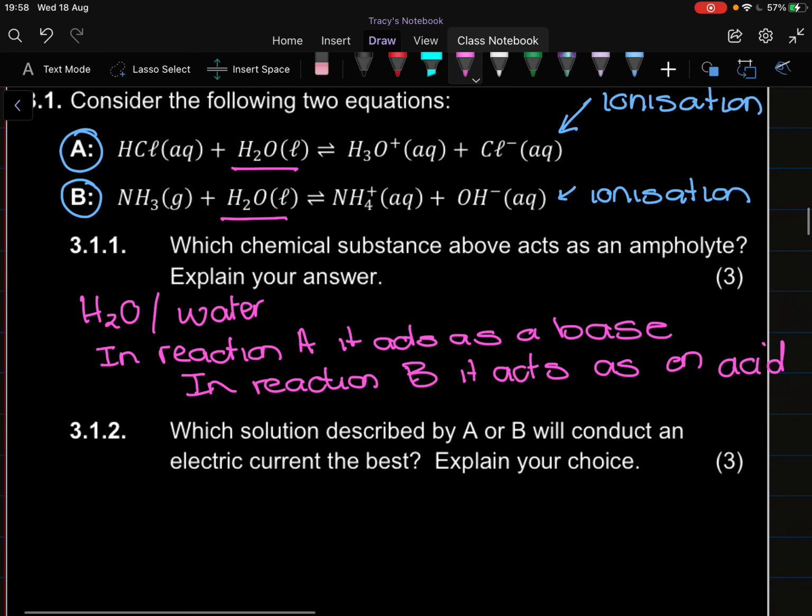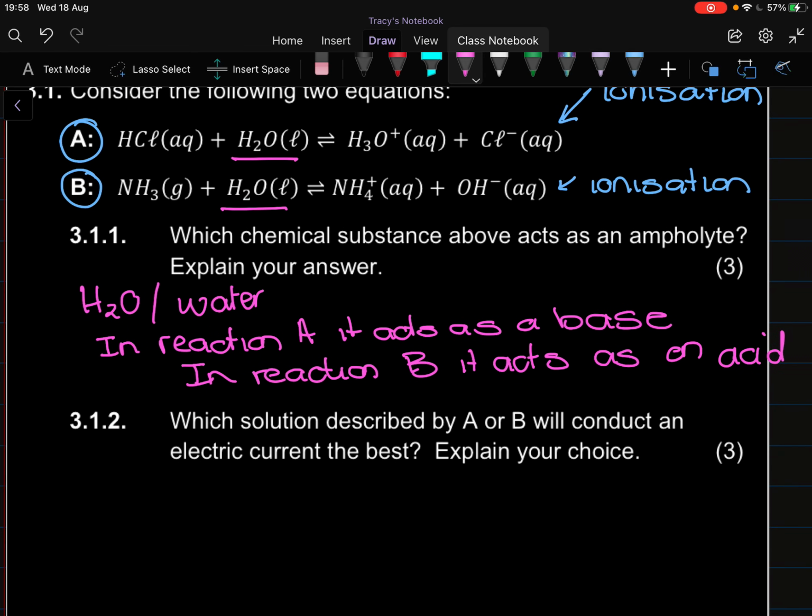Now they ask a nice question. This is why I actually chose this question. In which solution, A or B, described by OD, will conduct electric current best? They are asking you which one is stronger. Remember, it's not about concentration. Strong acids and bases conduct electric current really well. Weak acids and bases don't. You have a strong acid and a weak base. You are expected to know that.